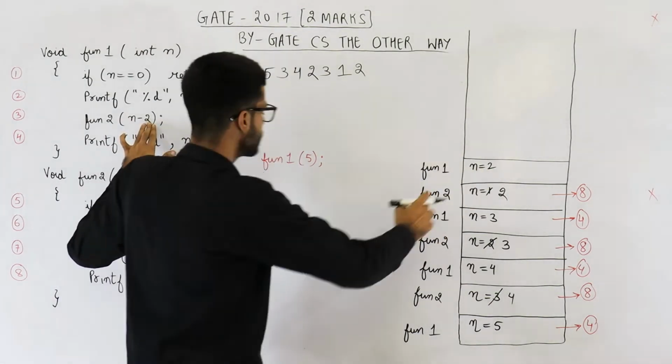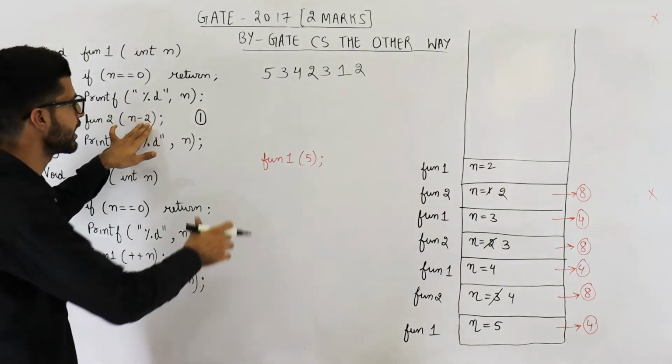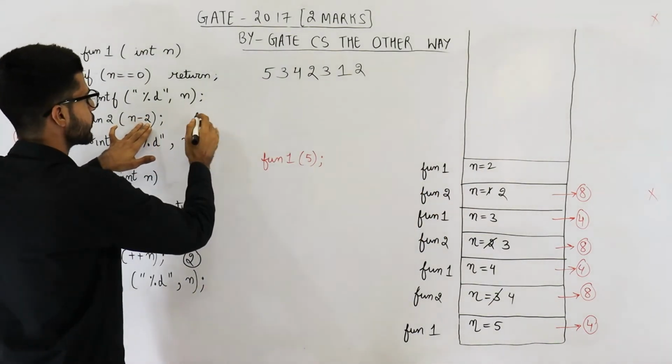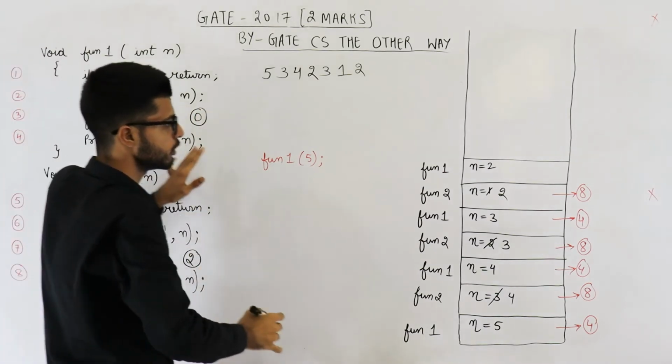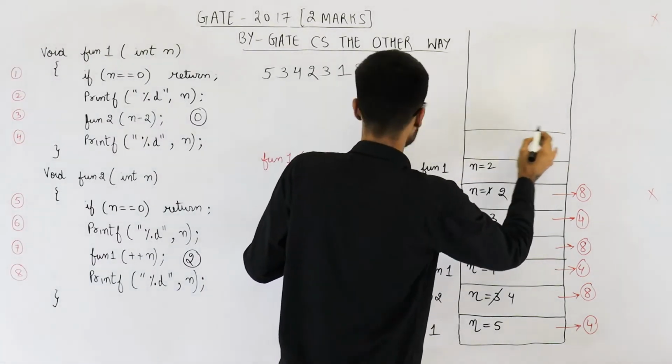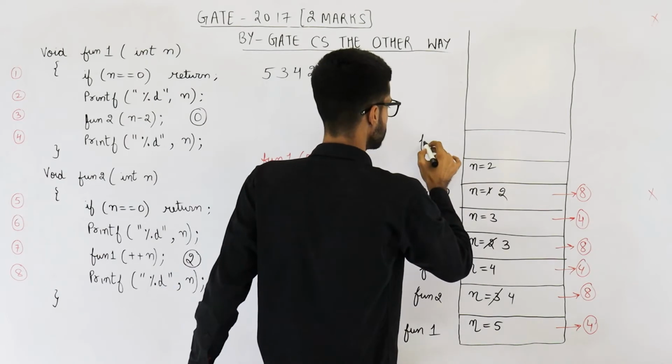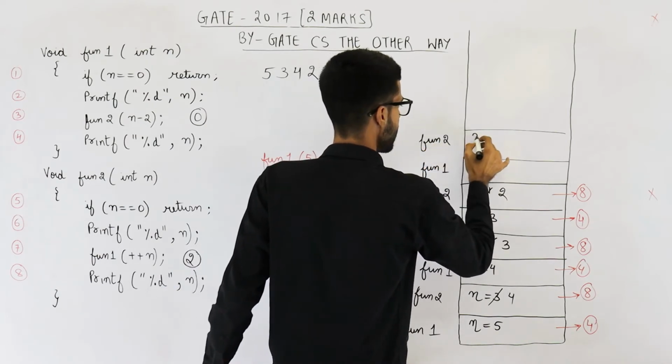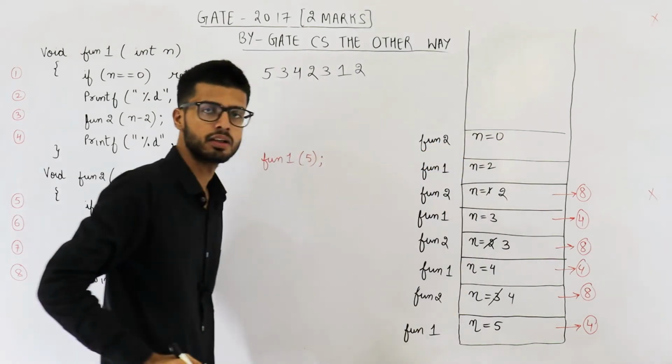Now n is 2, n minus 2 will be 0. That means we are passing 0 here. Okay. So a new activation record is pushed for this function fun2 and n has the value 0.